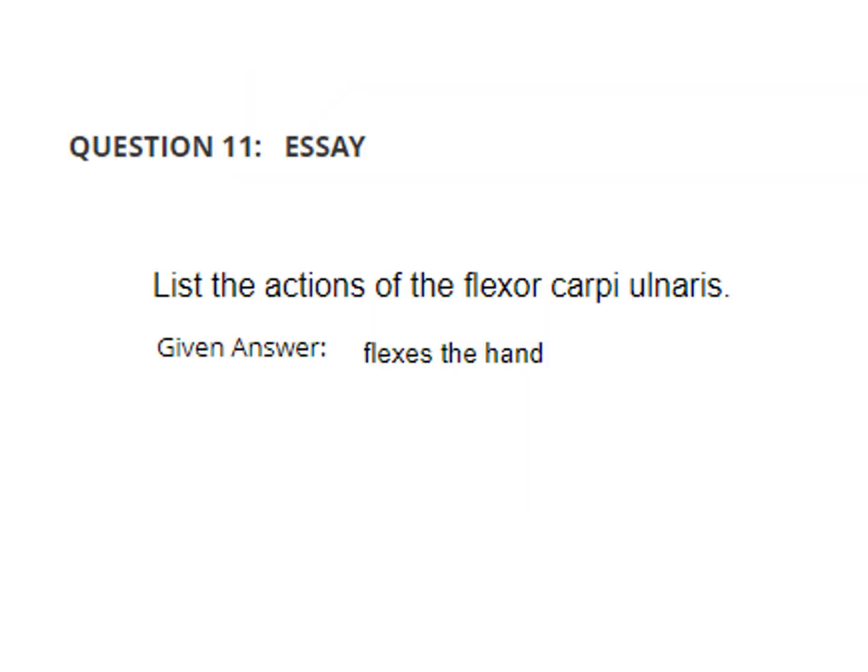In this question, you are asked to list the actions of the flexor carpi ulnaris. So a couple of things. If you are asked to provide the action of a muscle, always include the joint that it moves. Muscles do not move appendages, they move joints. So you would need to include wrist in this answer because the flexor carpi ulnaris flexes the wrist.